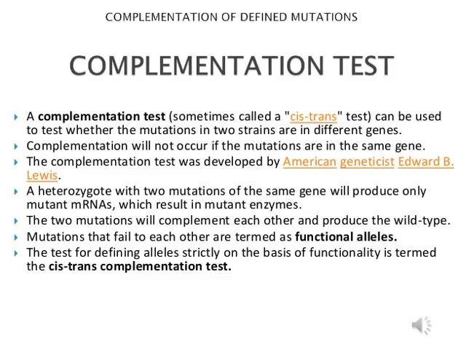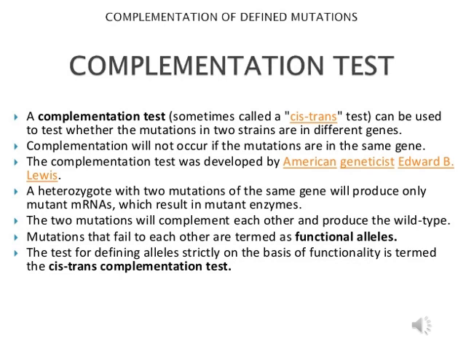So summarizing what we discussed, a complementation test is sometimes called a cis-trans test. It is used for testing whether mutations in two strains are present in a different gene or in the same gene. When does complementation occur? Complementation will occur only if the mutations are on different genes. When they are present on the same gene, the complementation does not occur. Why does it not occur? Because a heterozygote which has mutations in the same gene will only produce defective or mutant mRNAs which are unable to code for the enzymes.